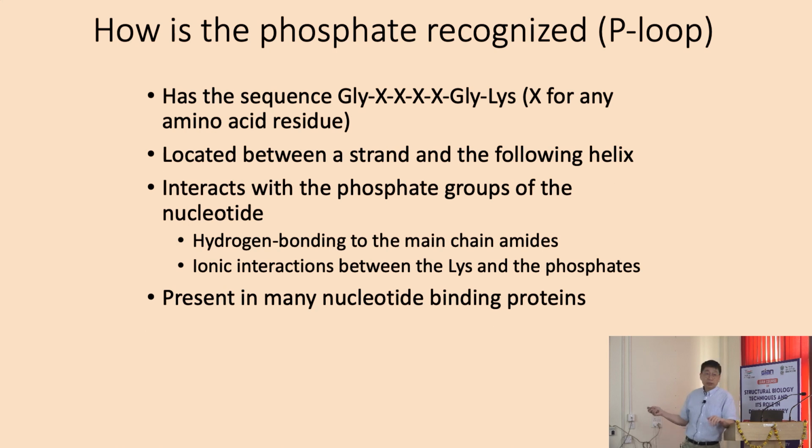And then it uses GDP or GTP, so how is the phosphate on the nucleotide recognized? That's using something called a P loop, which has this conserved sequence G4 residues GK. So that interacts with the phosphate group of the nucleotide, in this case the beta phosphate of GTP or GDP. So the phosphate hydrogen bonds to the main chain amides of this motif. There's also ionic interaction between the lysine side chain right here and the phosphate. So that's shown better here.